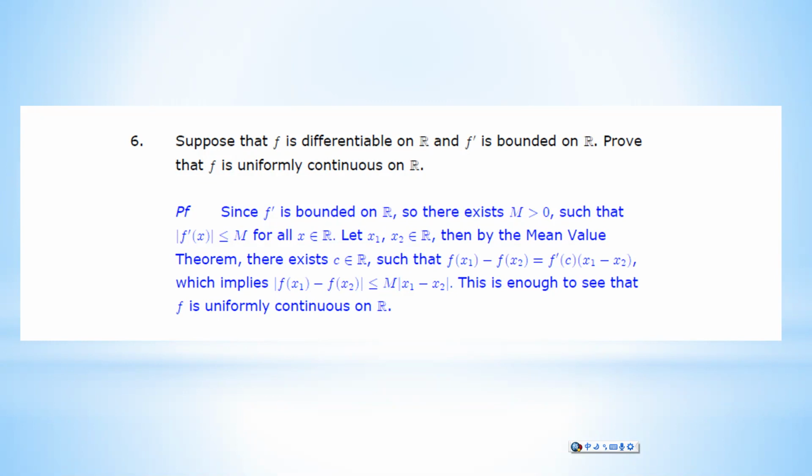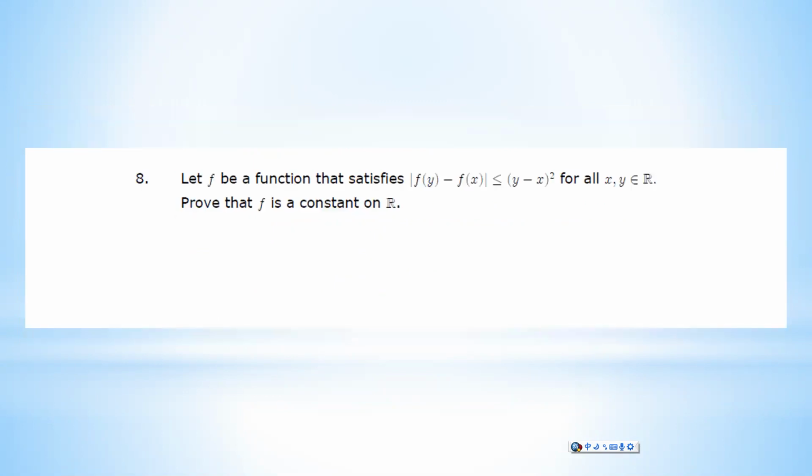And this will always lead to what we call Lipschitz continuity. And Lipschitz continuity will actually imply f is uniformly continuous. Okay, so this is number 6. And number 8 is very interesting.